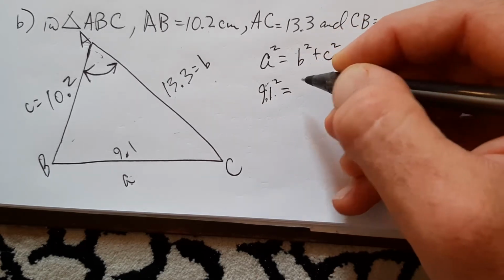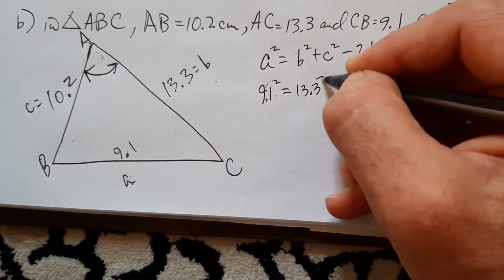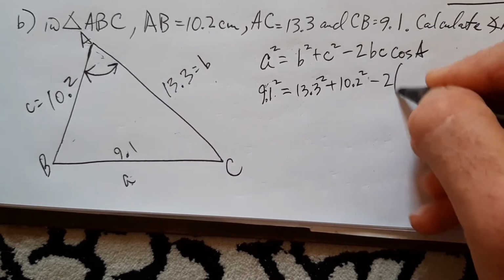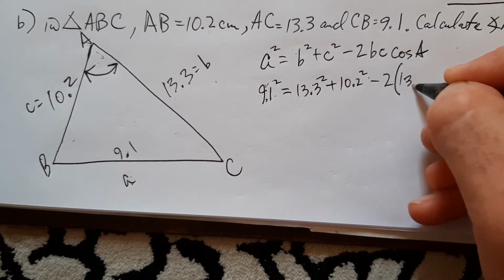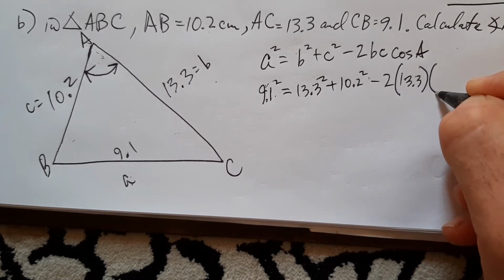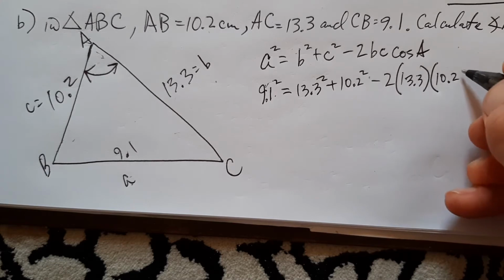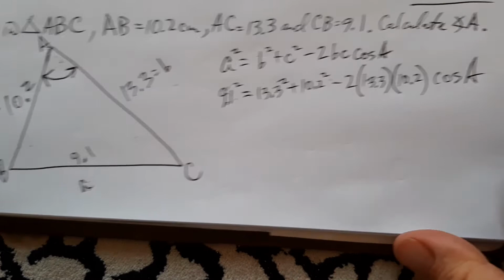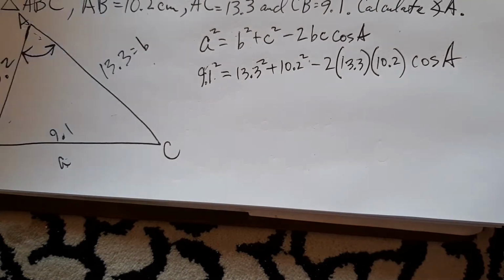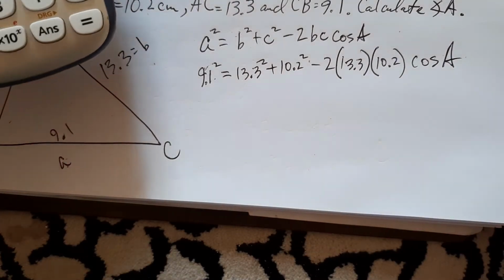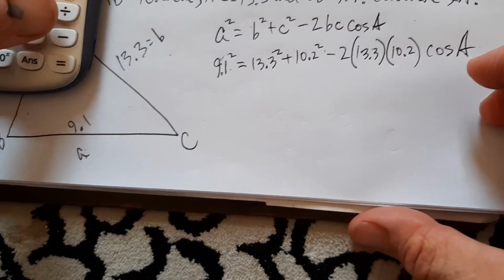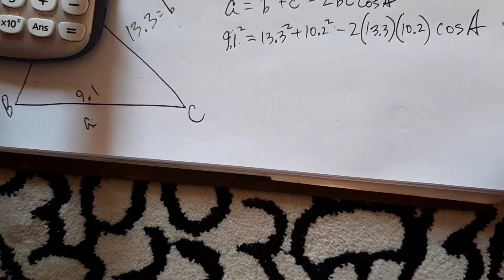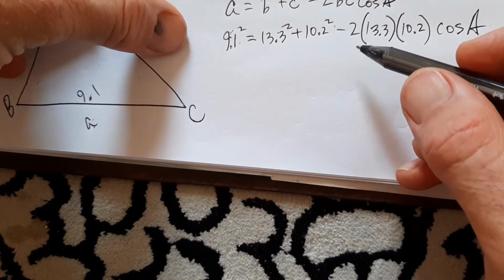9.1 squared equals 13.3 squared plus 10.2 squared minus 2 times 13.3 times 10.2 times the cosine of the angle we want. Okay, now that you've got it all set up, you just have to do it. Let's try to plug as much of it in there as we can. Let's see here. What would we do?